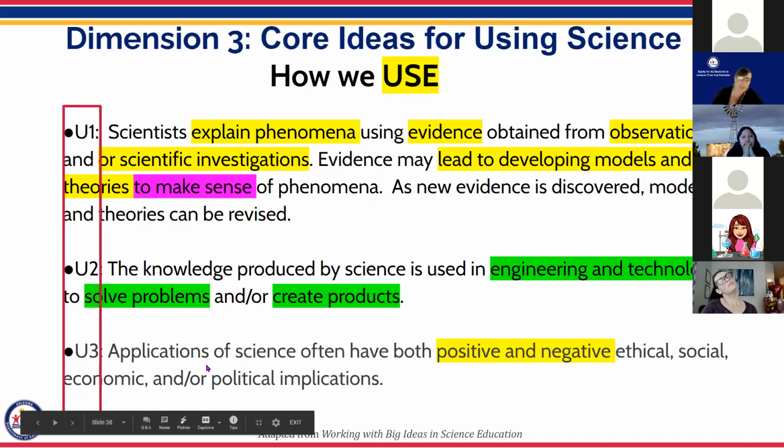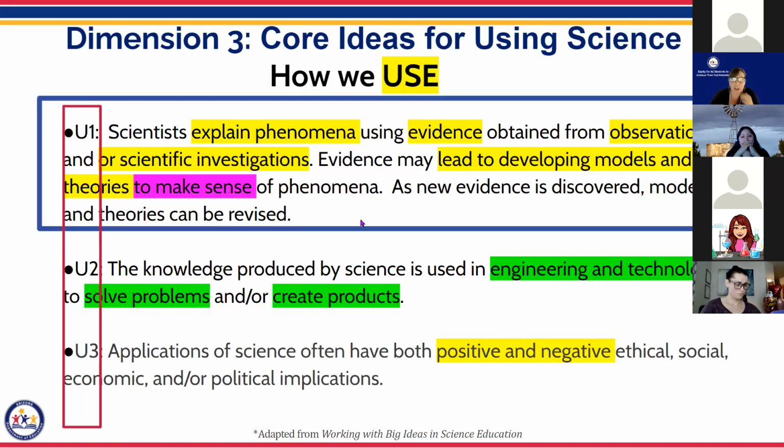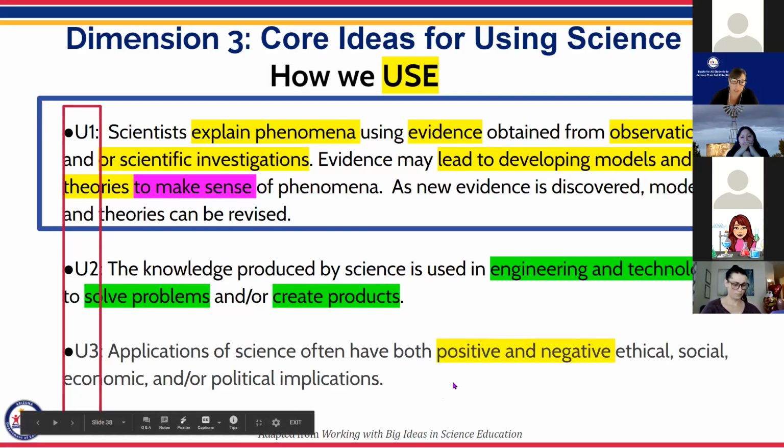U3 is when you're going to take it, you're going to apply it to a real world context that may have economic, social, political implications. And you're going to weigh both sides of things before you make a decision. And so really, most of our standards are U1s. We have a few U2s and a few U3s.